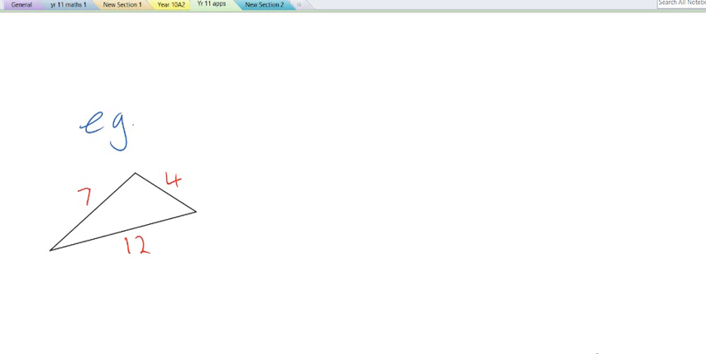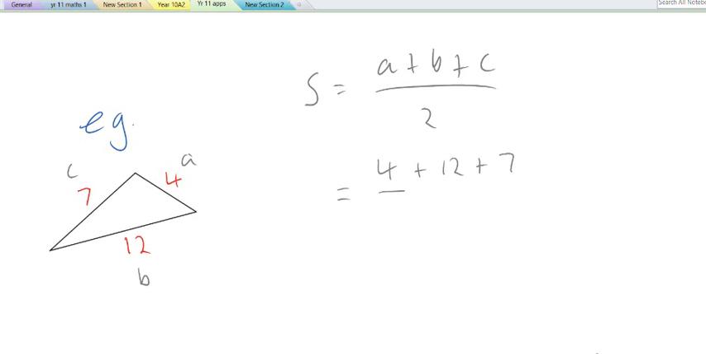So, our first step. What's up first, Jade? The S equals. S equals, lovely. So, we write S equals A plus B plus C. Nikki's right, we should actually label the sides. Doesn't matter how you label them. All over 2. Then we substitute our numbers into this formula. So A is 4, plus B, which is 12, plus C, which is 7, all over 2. Gives us 23 on 2. Which is 11.5.